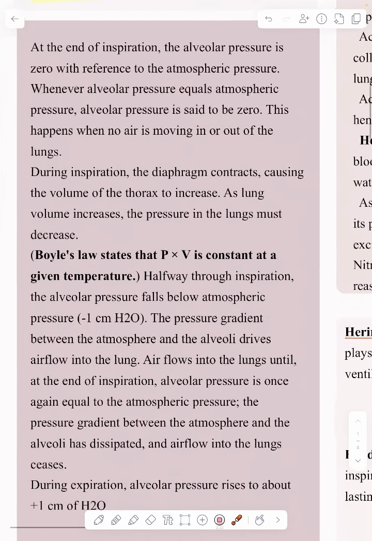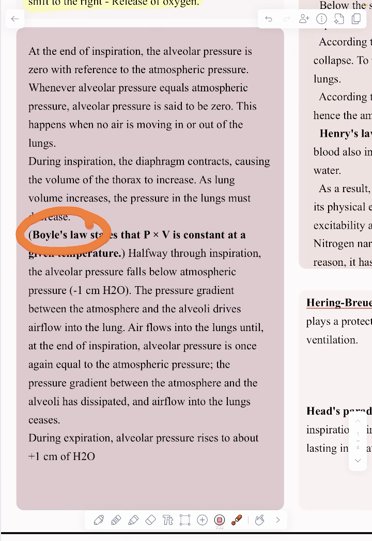Next is Boyle's law. Where is it used? At the end of inspiration, the alveolar pressure is 0 with reference to the atmospheric pressure. Whenever alveolar pressure equals atmospheric pressure, alveolar pressure is said to be 0. This happens when no air is moving in or out of the lungs. During inspiration, the diaphragm contracts, causing the volume of the thorax to increase. So volume is increasing. As lung volume increases, the pressure in the lungs must decrease.